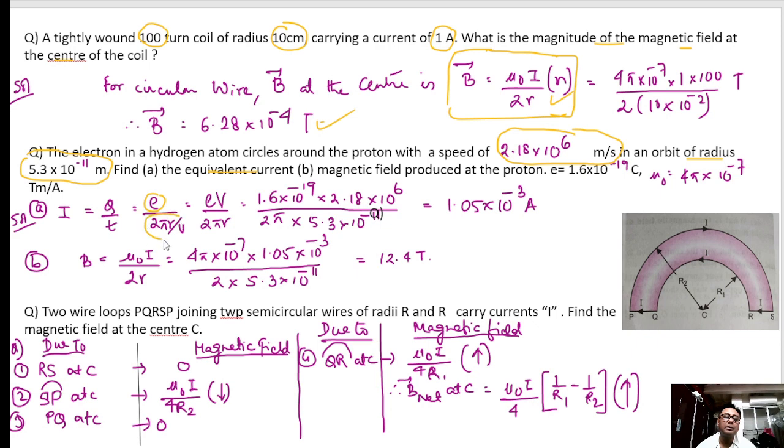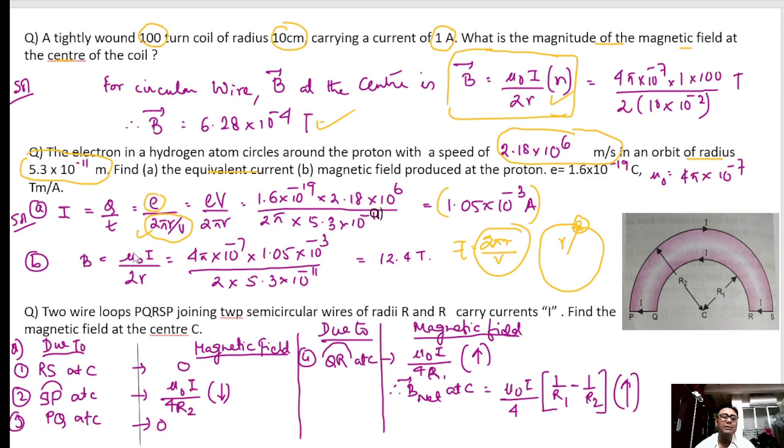And what is the time period? The electron is making a circular path of radius r, so the distance covered is 2 pi r, divided by the velocity, which will give me the time period. Using this time period, since we know the velocity, the radius and the electron's charge, putting all the values, we get the current produced when an electron is revolving around the proton in a hydrogen atom.